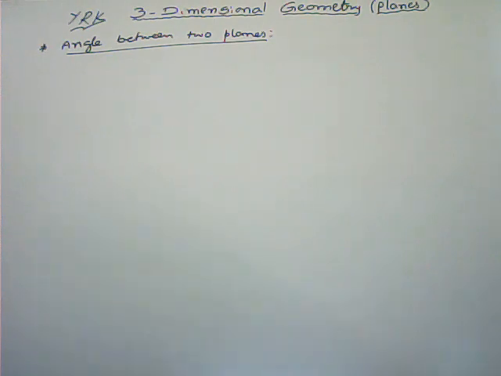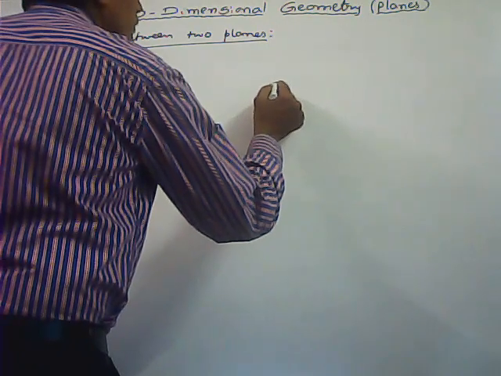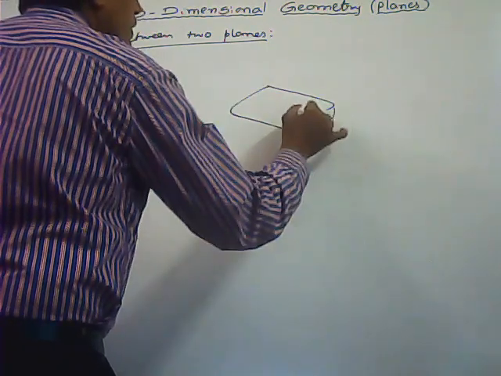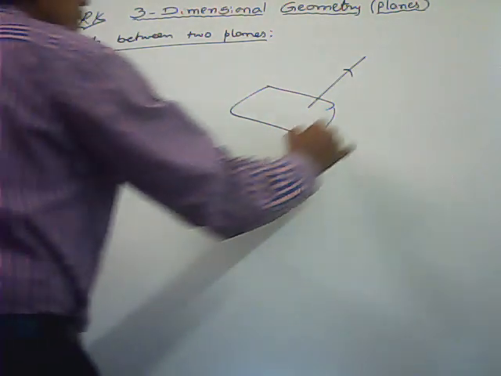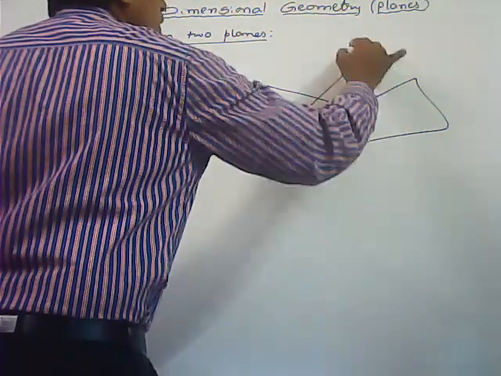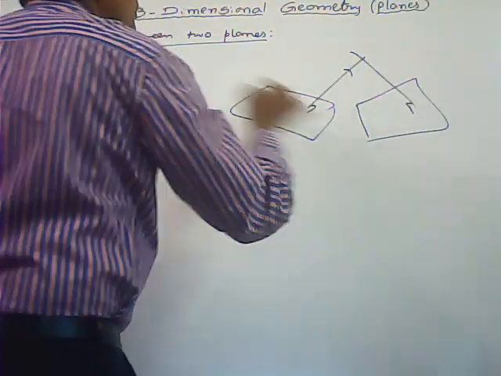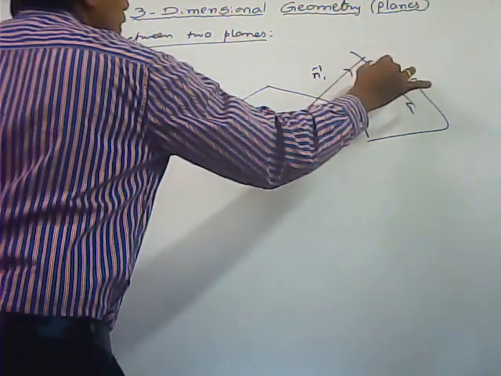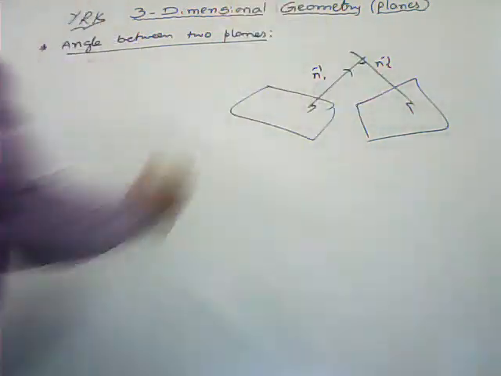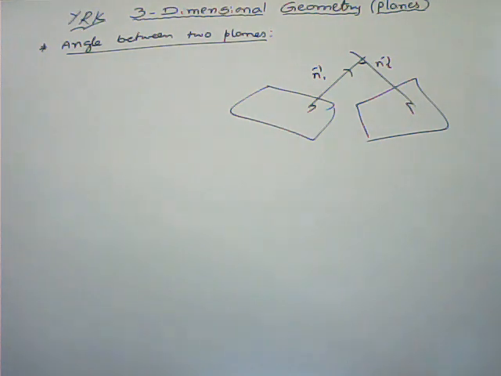Next, angle between two planes. Angle between two planes is defined as the angle between their normals. Here, one plane I am taking. This is the normal vector to the given plane, and one more I am taking. This is the normal to the other plane. So, the angle between two planes is nothing but, here I am taking n1 bar, this is n2 bar, the angle between their normals. So, the angle between two planes is nothing but the angle between their normals.